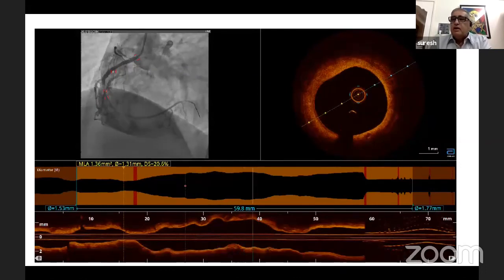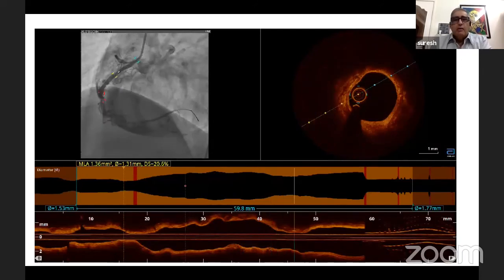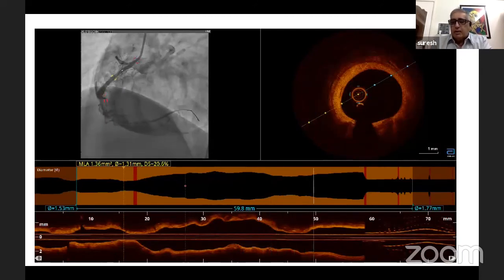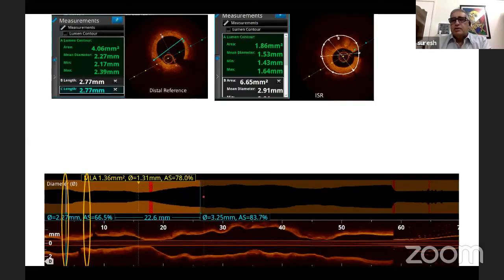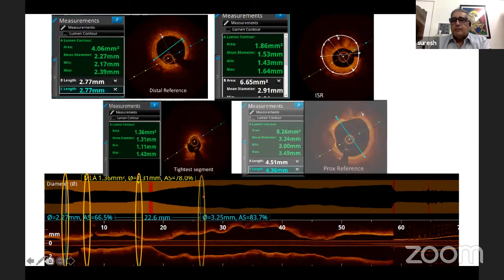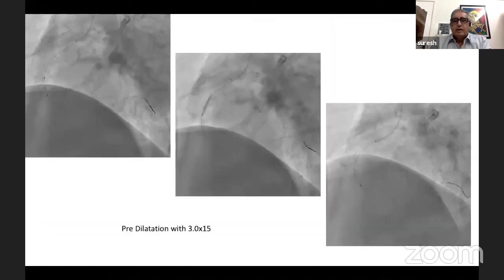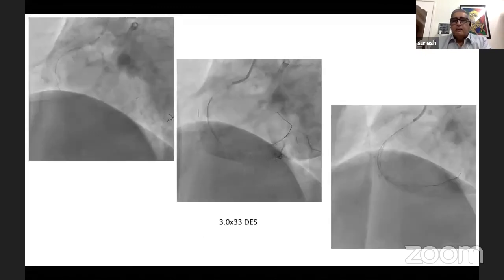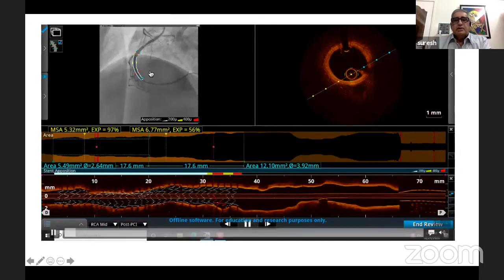Here we actually went with a 3.0 scoring balloon because of what had happened to the LAD. We went with the cutting balloon and scored that up, and then went in and put in a 3x33 millimeter stent. You can see the kind of dense neointimal hyperplasia all around in this particular case. And that's the reference size. So we dilated that with the scoring balloon, and then put in a 3x33 millimeter stent, as you can see here in the cut.